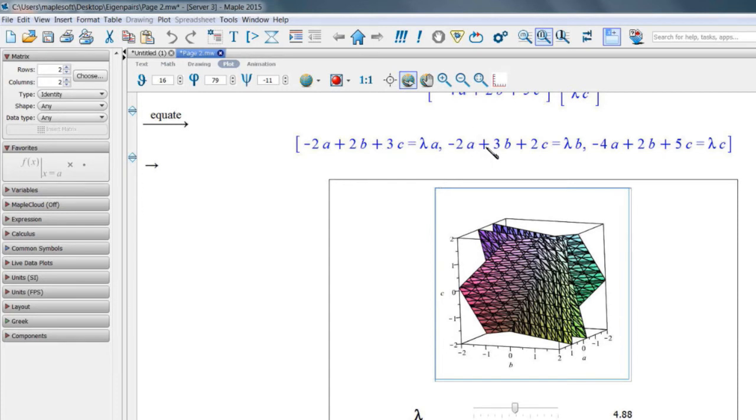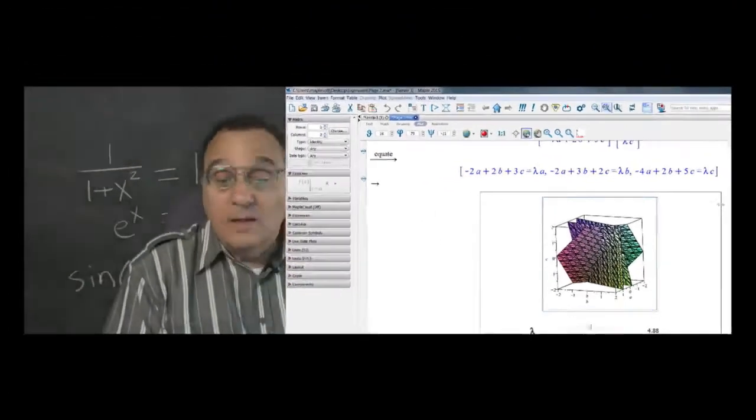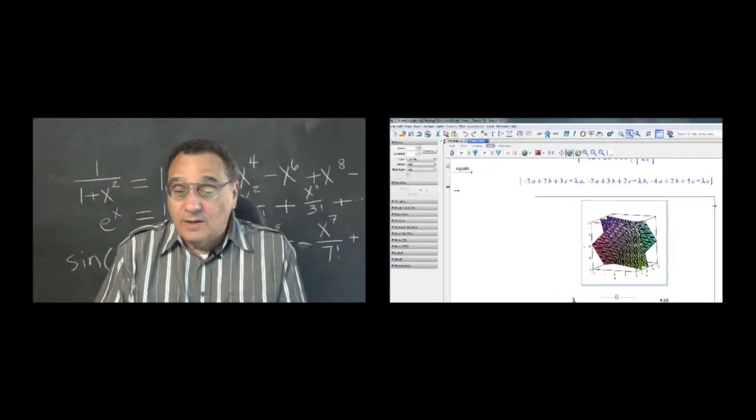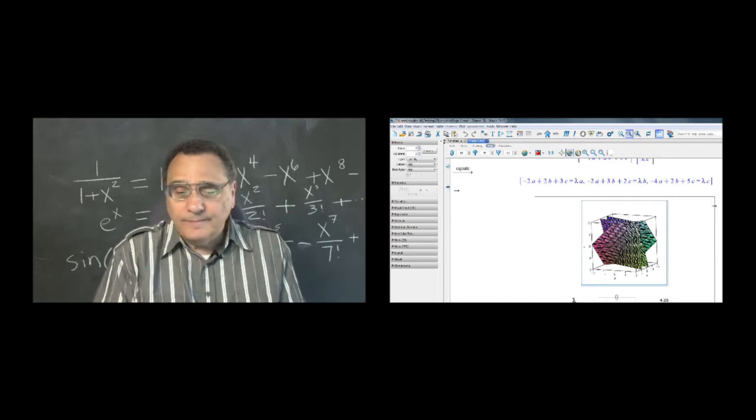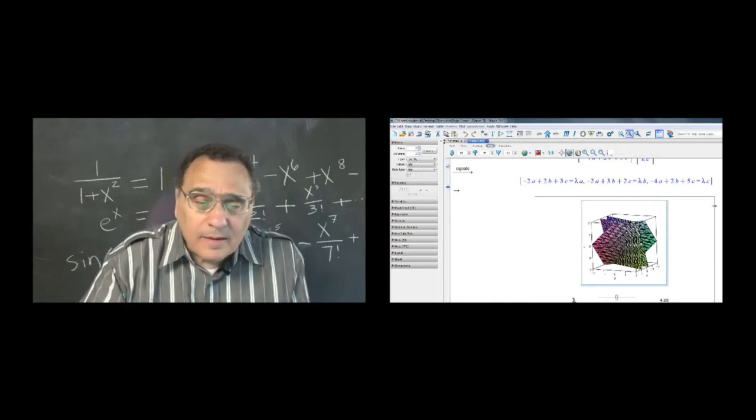There's a plane, they intersect in a line, maybe. There's a plane, intersect in a line, maybe. And this one, and this one. So maybe what I want to look at are the pairwise intersections. I have 3 lines of intersection of these 3 planes. Those lines would all include the origin. Let's take a look at that.